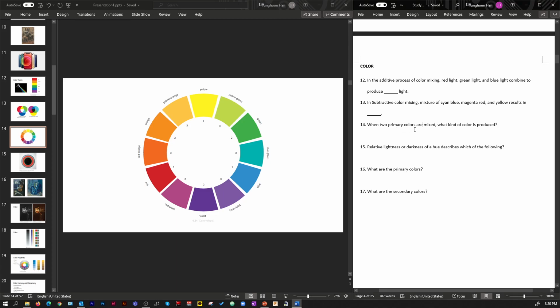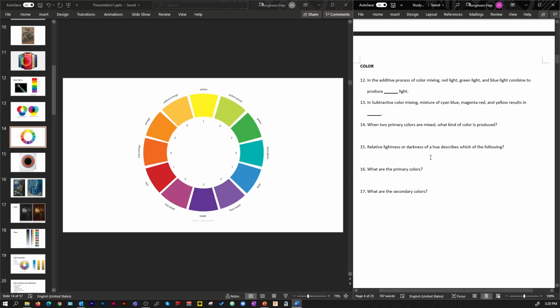So when two primary colors are mixed, what kind of color is produced? That will be secondary colors. For instance, if you mix red and yellow, what you get is orange, and if you mix red and blue, what you get is violet, and things like that. So if you mix two primary colors, what you get is a secondary color.